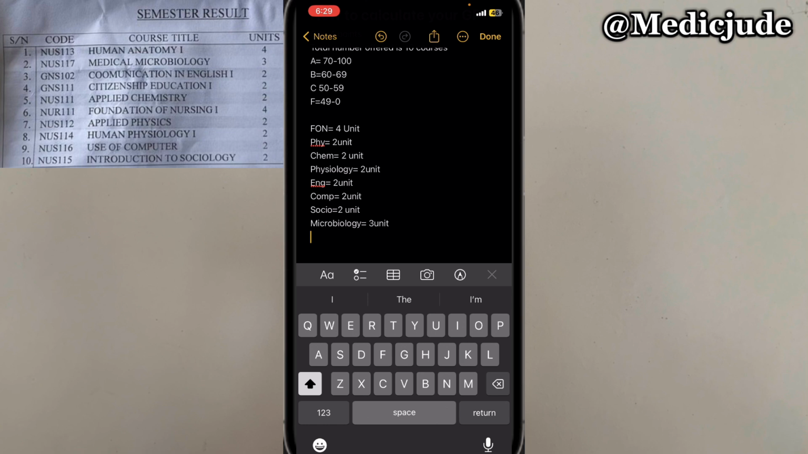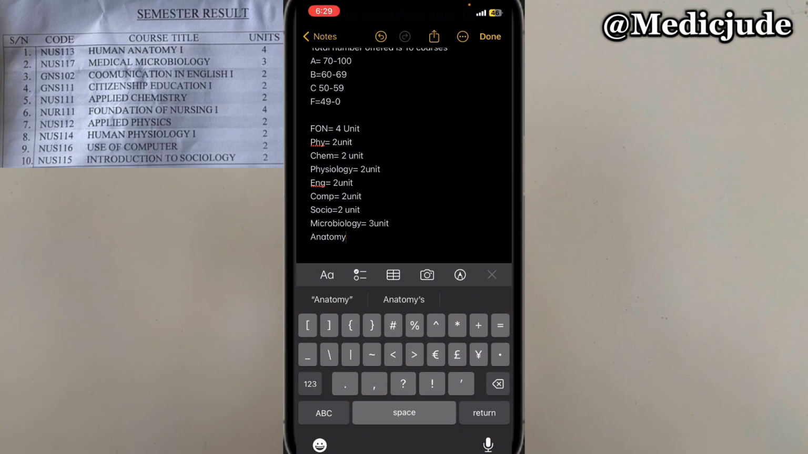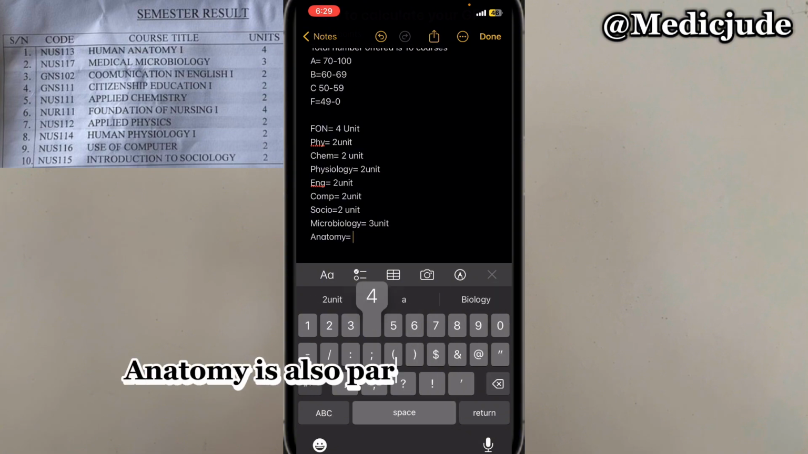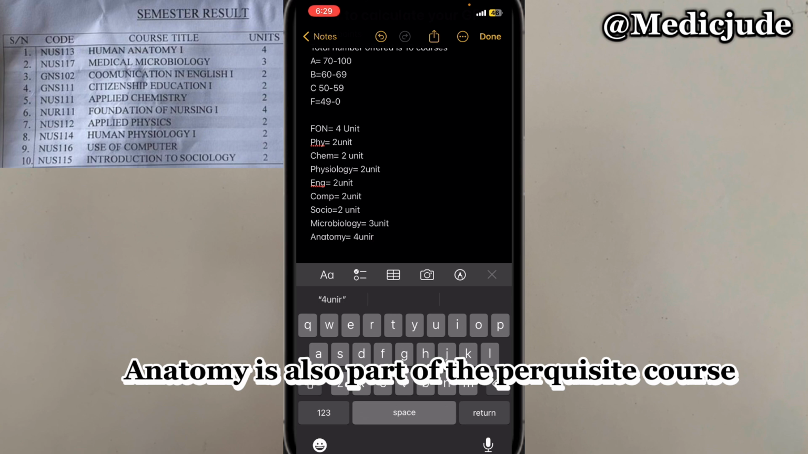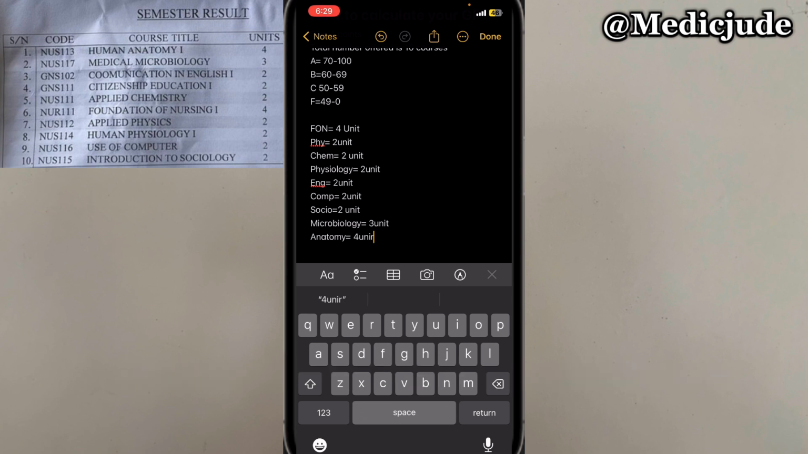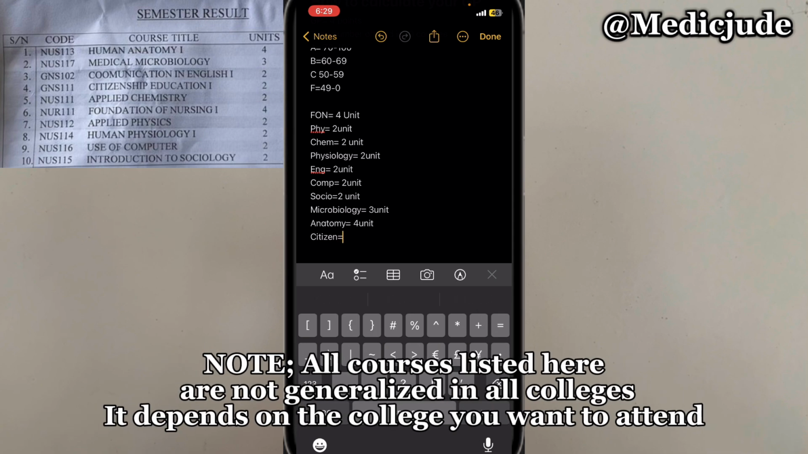So the next one we're having on our point here is anatomy. Anatomy here we have a 4 unit course also. So anatomy is 4 units. I think there's one particular course that I'm yet to mention. So the last but not the least is citizenship education. Citizenship education we are having a sum total of 2 units. It's a 2 unit course here. All right, so that's the first thing you need to consider.